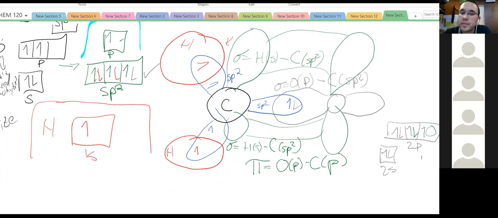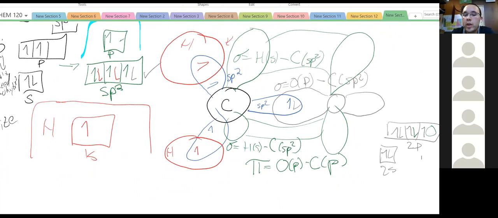I have a question. So the hydrogen, how come for the sigma bond we included the sp2 for the carbon, we included the s orbital, but in the pi bond, we only did the p?